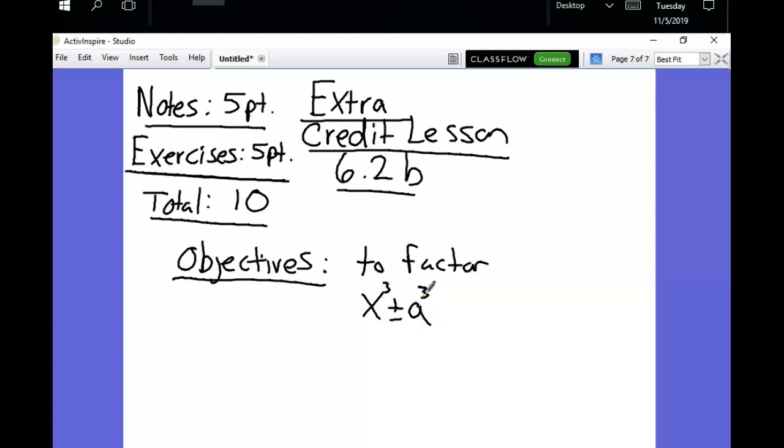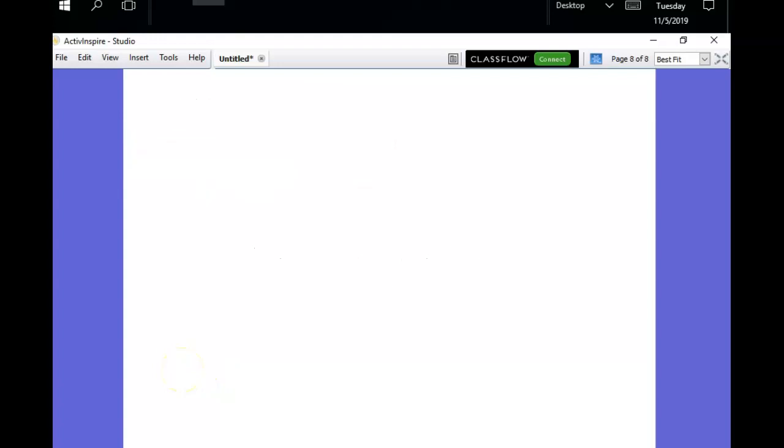Okay, so for instance, we learned how to factor differences of squares in this class. Like we did this, right? And that gives us x minus 2, x plus 2. Well, there's a rule for this too when you have a difference of cubes.